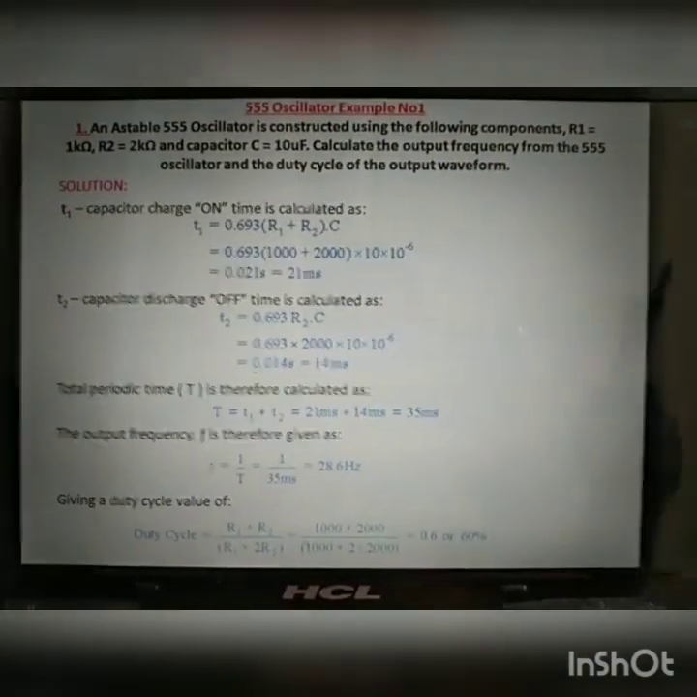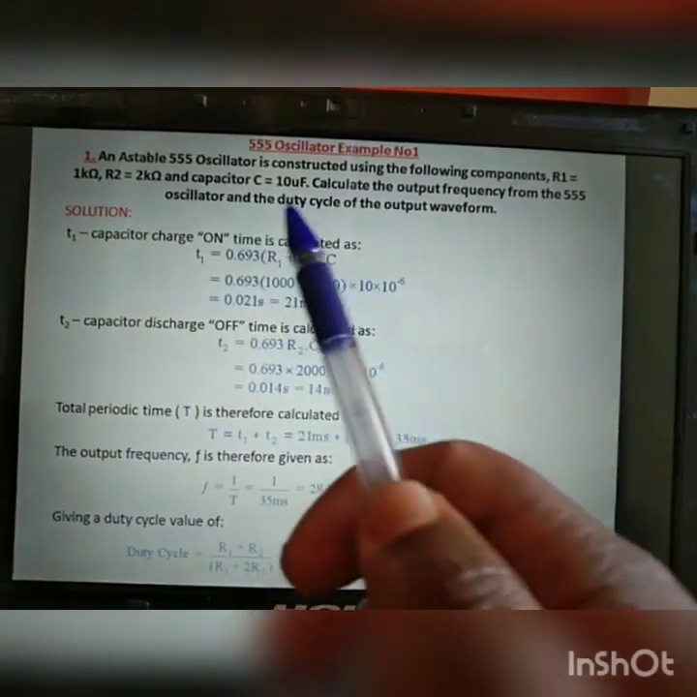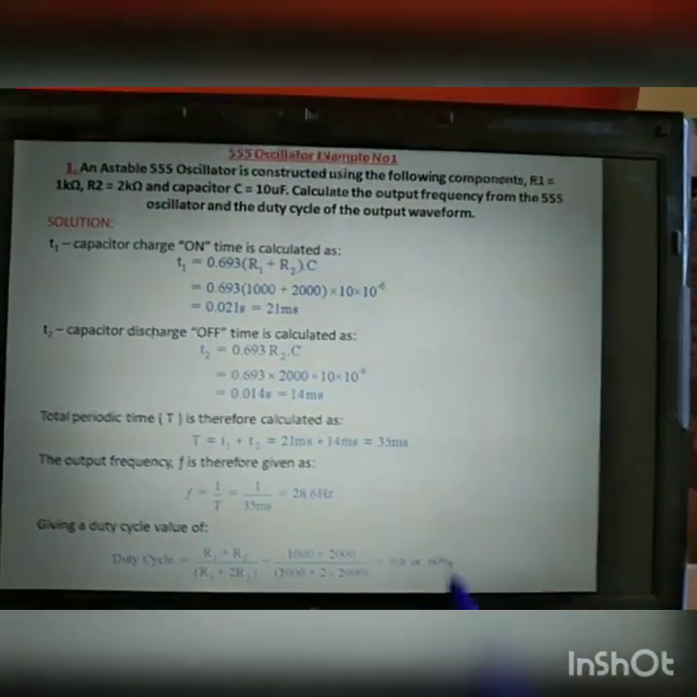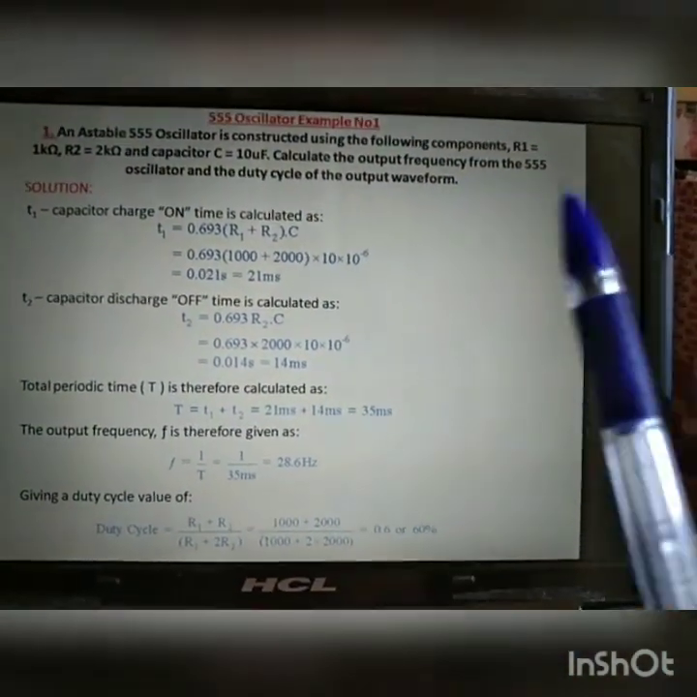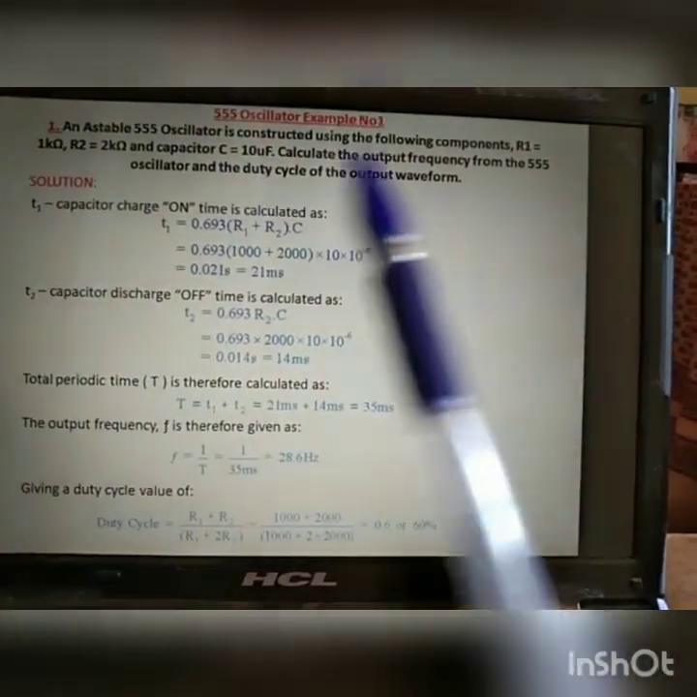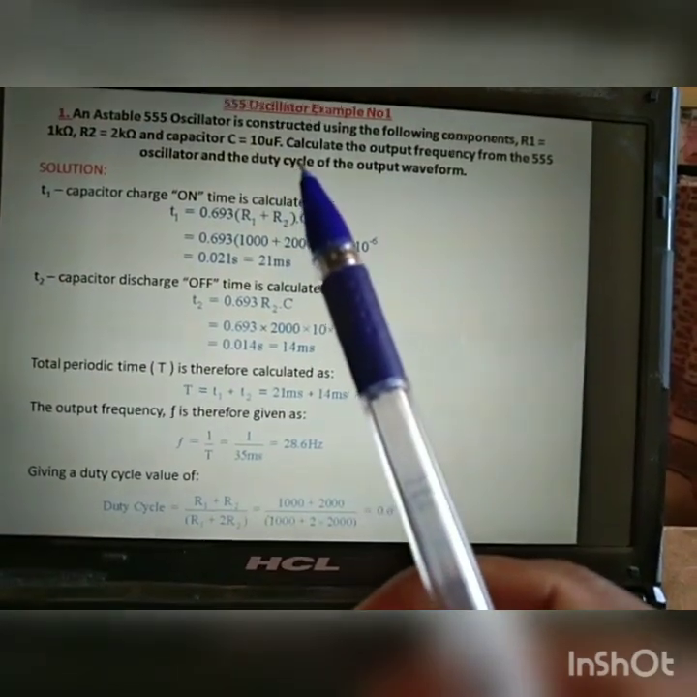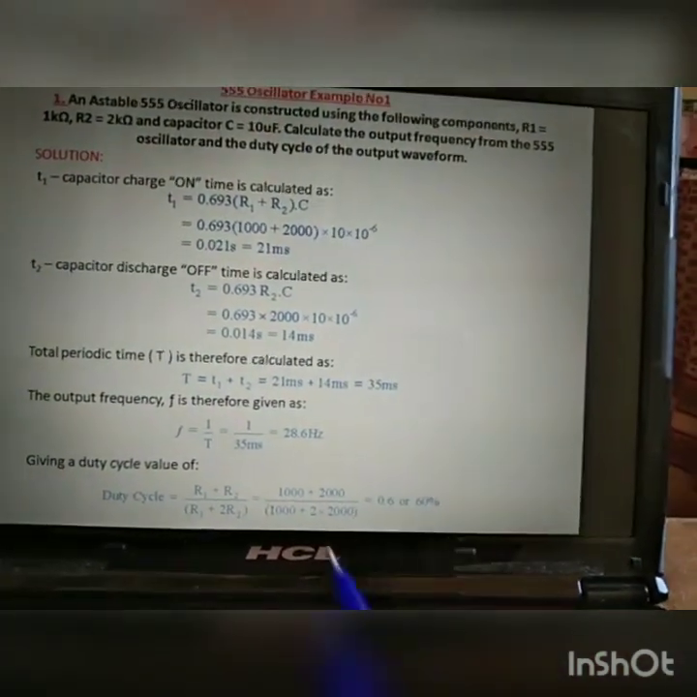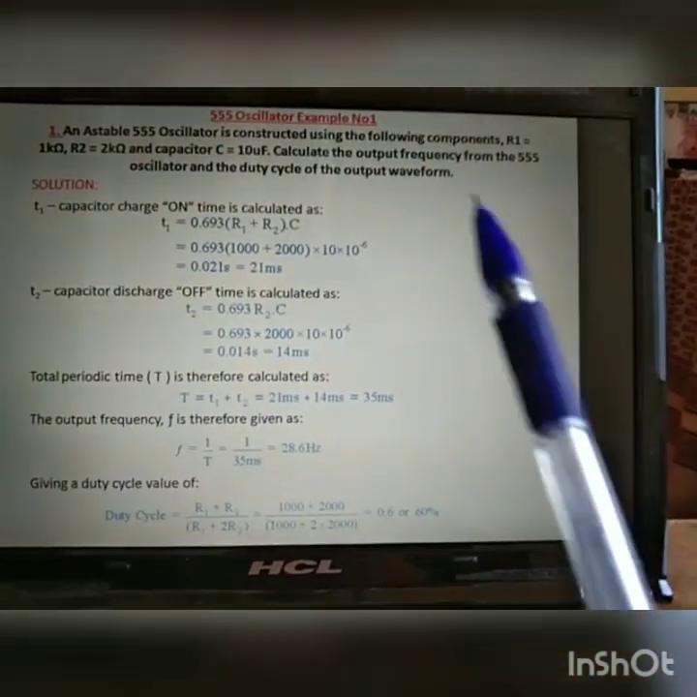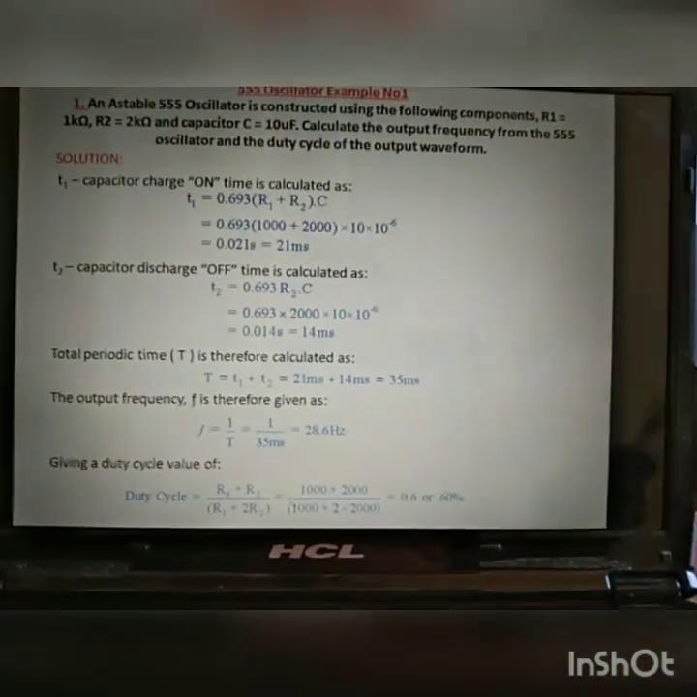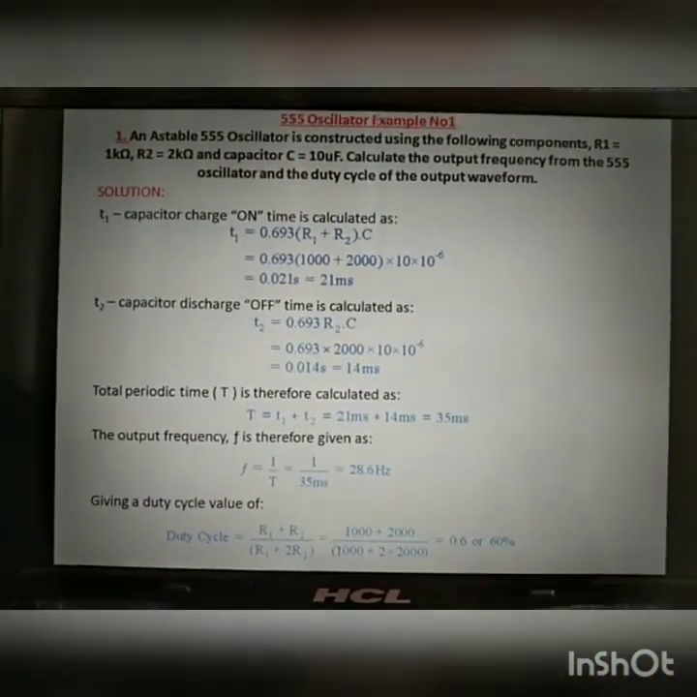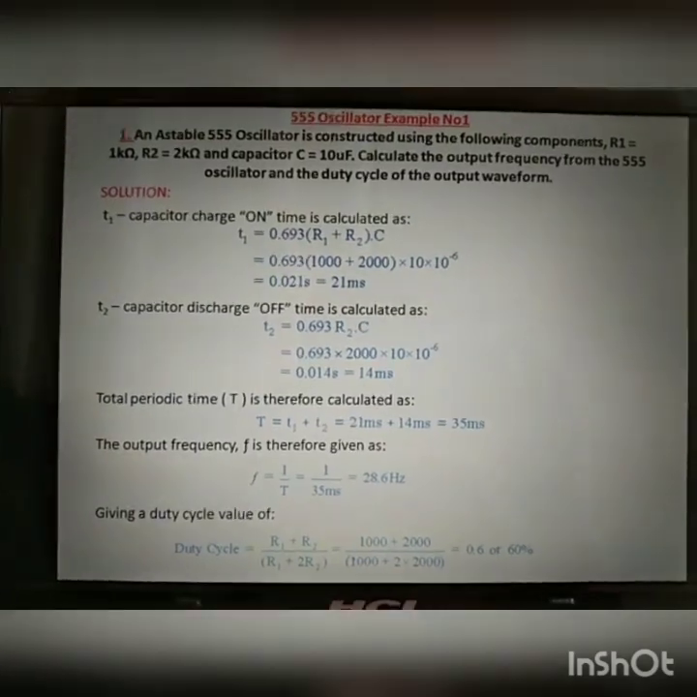When you give the resistors R1 equal to 1 kilo ohm and R2 equal to 2 kilo ohm, with the capacitor at 10 microfarad, your duty cycle is 60%. If the resistors change, for example R1 is 5 kilo ohm and R2 is 10 kilo ohm with the capacitor 1 microfarad, your duty cycle will change. Your duty cycle depends on the resistors R1 and R2. This is the astable oscillator using the 555 timer.